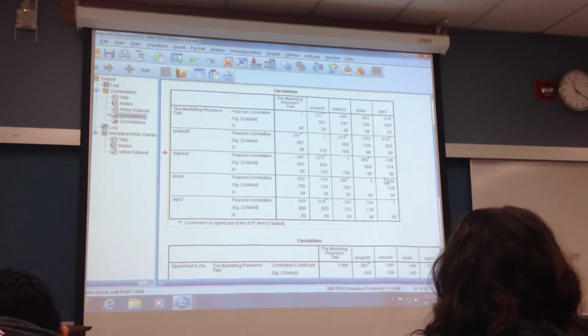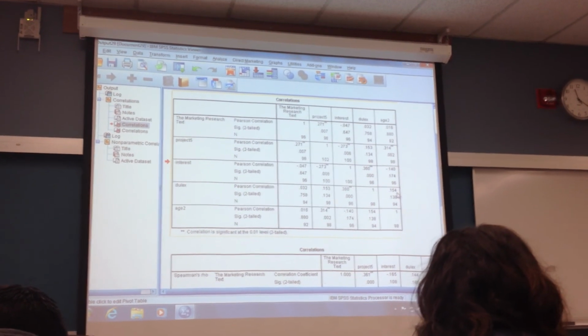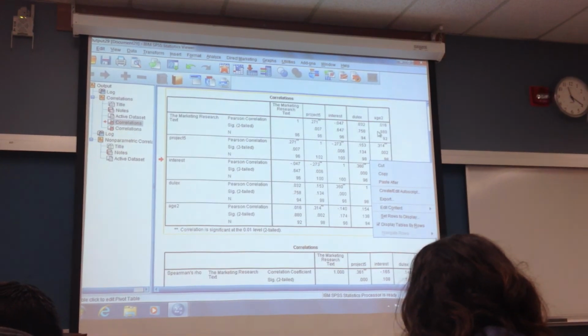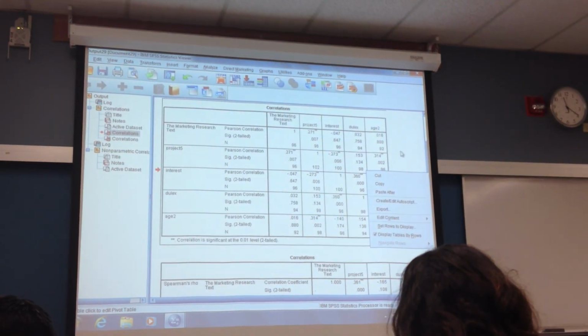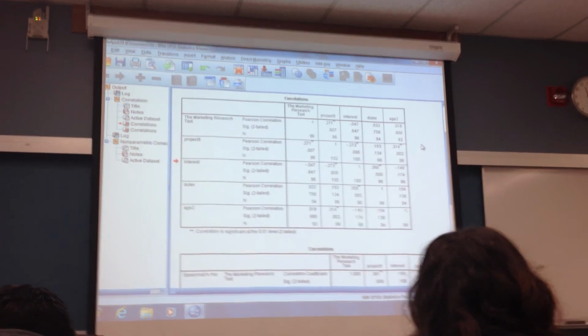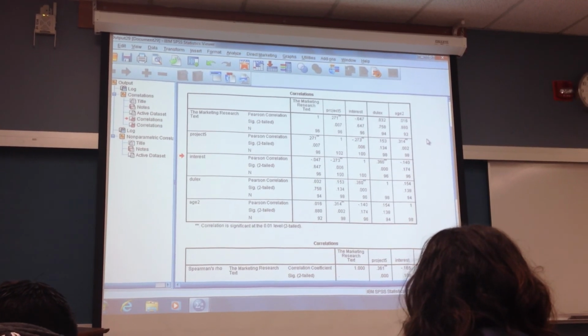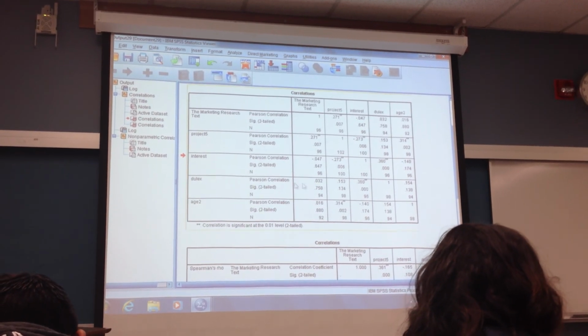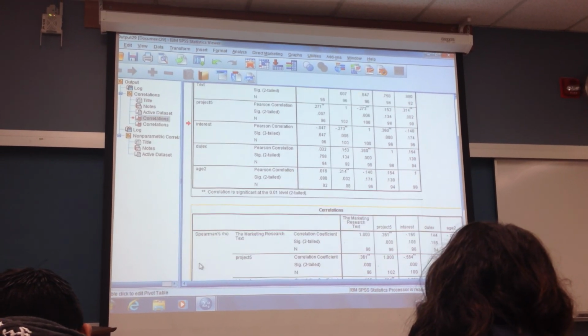We're done basically when we've got all the way over here, because this is the little section that we look at. Any questions, comments on interpreting these correlations? Okay, so Pearson correlations are on the top, Spearman's on the bottom.